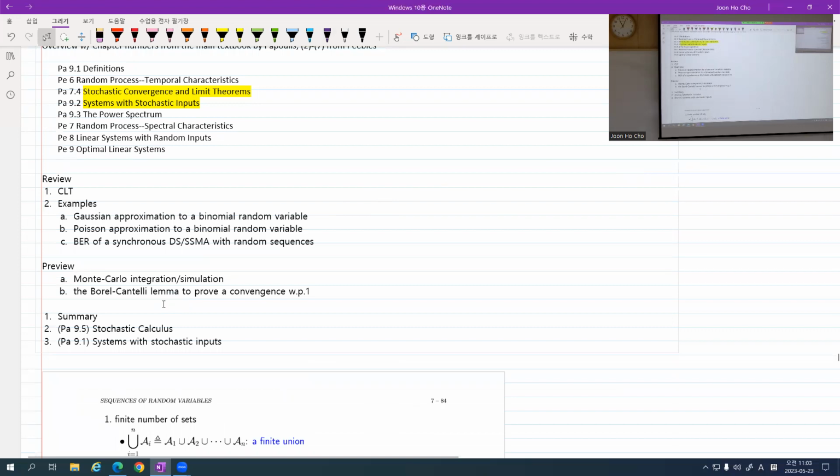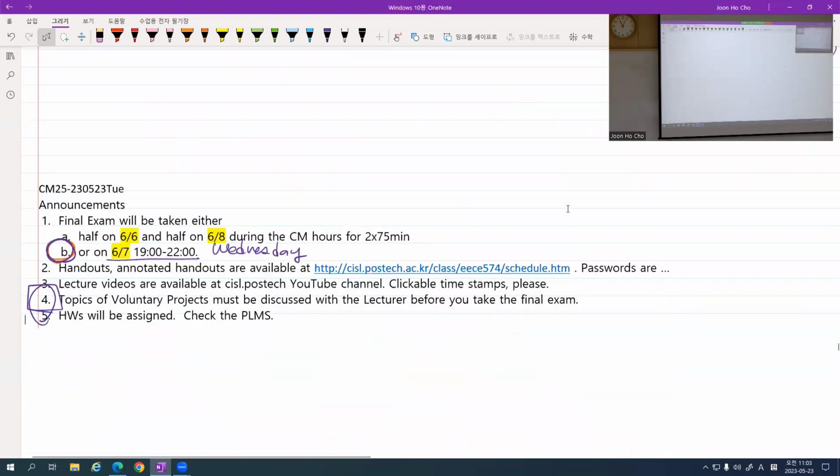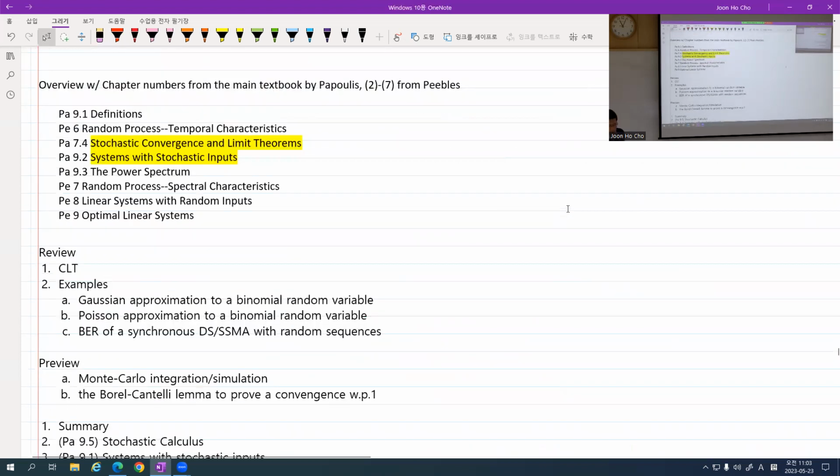So last time we studied some central limit theorems. And we've seen some examples of convergence in distribution. And here, this was related to the central limit theorem, and this was related to the central limit theorem. But the Poisson approximation to a binomial random variable was not a central limit theorem. It was just an example of a sequence of random variables converging to another random variable in distribution.